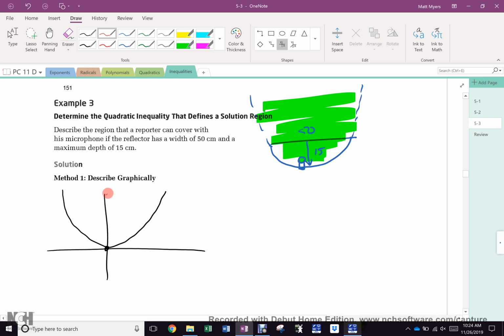How far is that? 25. So that point right there has an x value of what? 25. How far is that? So what's that point's y value? What do you automatically know about this point over here then? It's negative 25, 15, correct? Everybody agree? Okay.